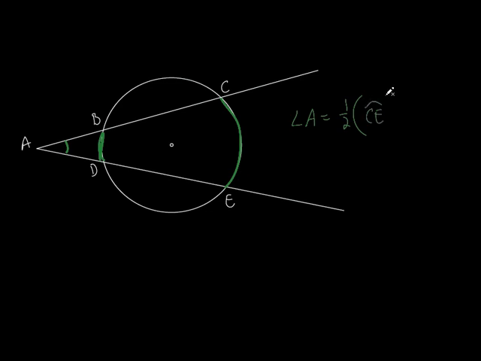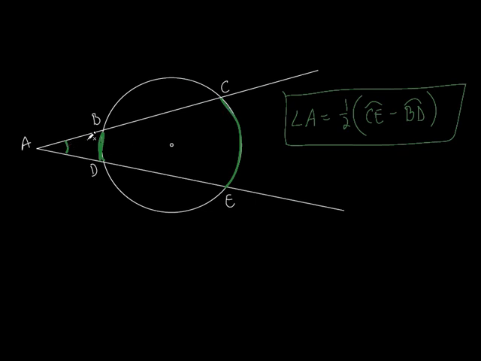Now we're not adding the 2 arcs together. What are we doing to the 2 arcs? We're subtracting them. So arc CE minus what? Arc BD. And there you go. So those are 2 secants that intersect outside the circle. You subtract the 2 arcs from each other, take half of it, and you've got this angle right here.